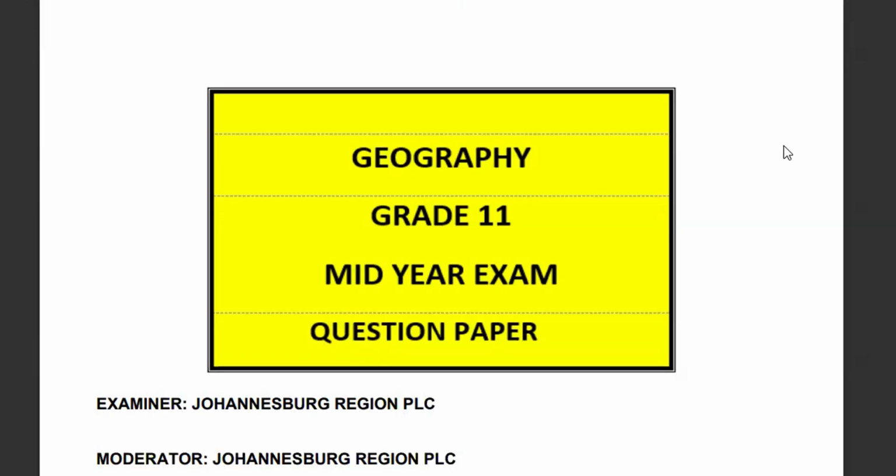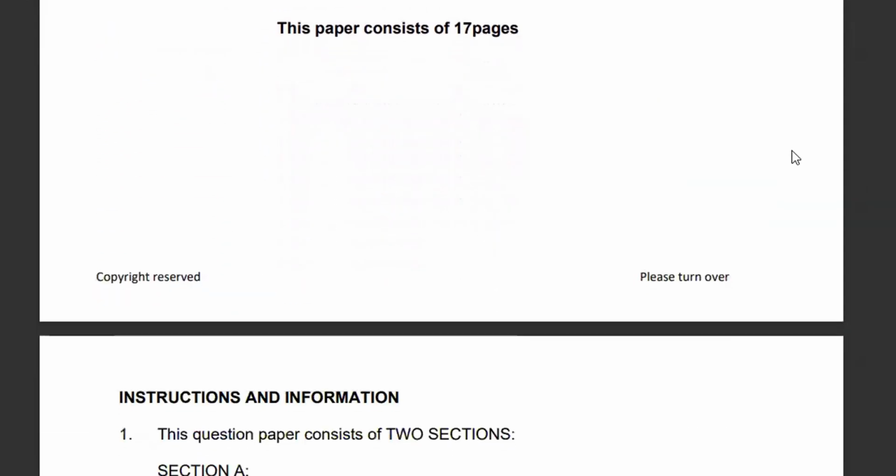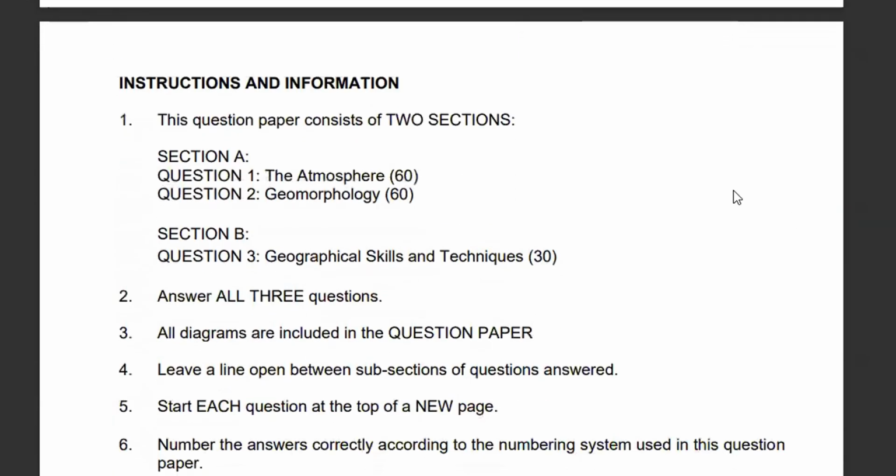The mid-year paper, as usual, we understand is out of 150 marks, and the structure is such that we have our theory section being made up of two questions. Question number 1 out of 60, question number 2 out of 60 again. Question number 1 is based on the atmosphere, and question number 2 on geomorphology. And question number 3 is geographical skills and techniques.